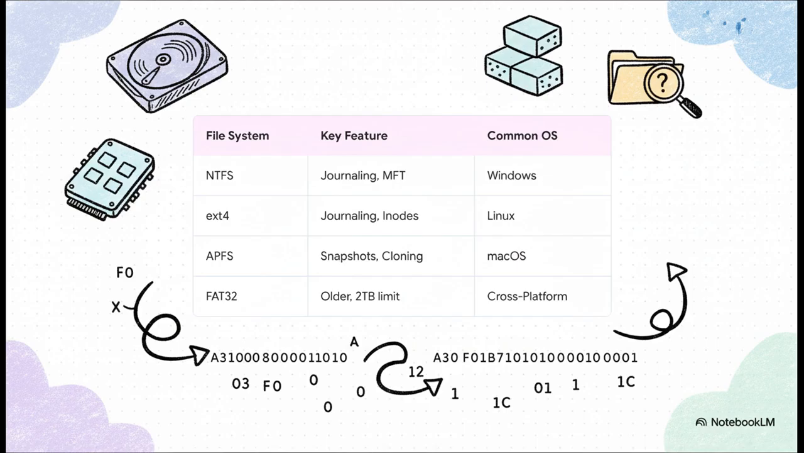But then you have FAT32. It's like the universal translator. It's an older system, sure, but its amazing compatibility makes it perfect for things like USB drives that need to work on pretty much any computer you plug them into.